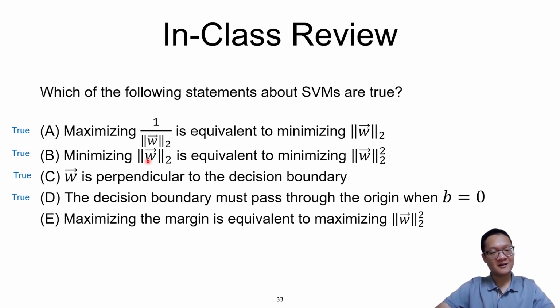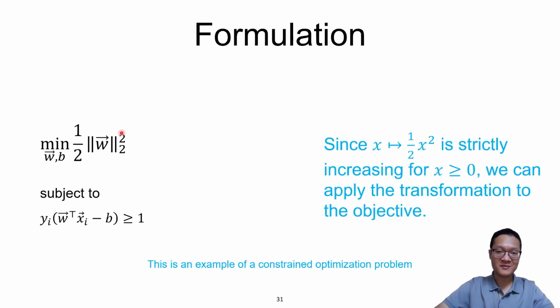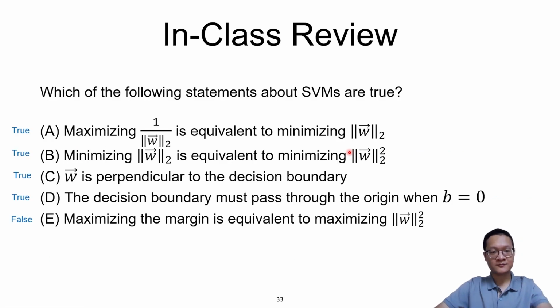And lastly, maximizing the margin is equivalent to maximizing the squared 2 norm of W. Okay, so I'm going to be a bit careful here, but this one is false. Maximizing the margin is actually equivalent to minimizing the squared 2 norm of W. Okay, so hopefully you got all of these as well.